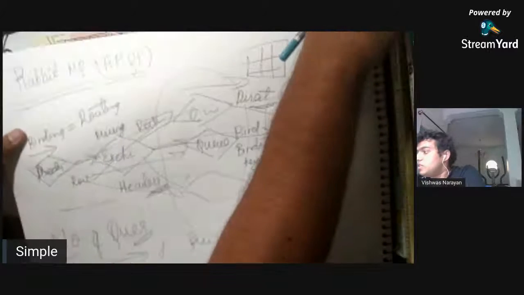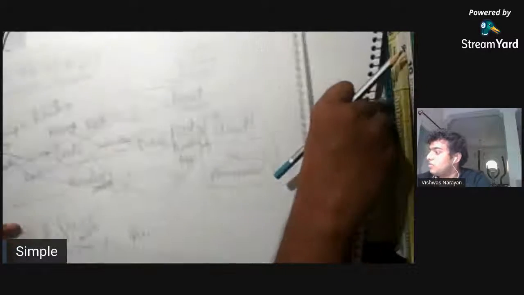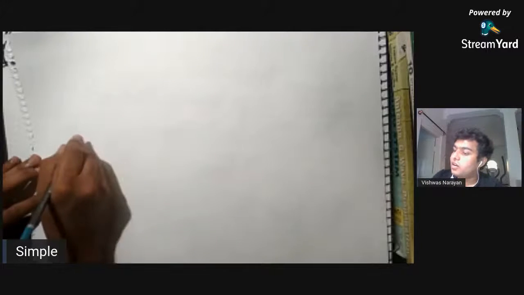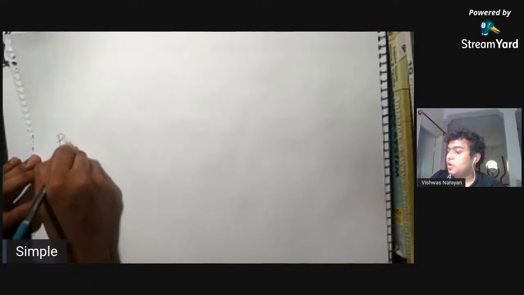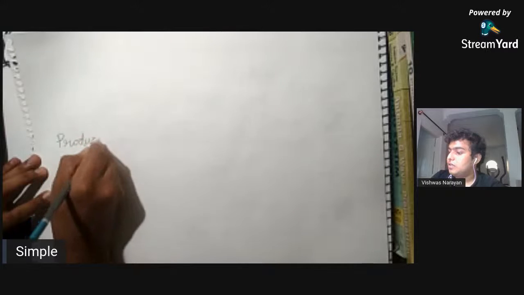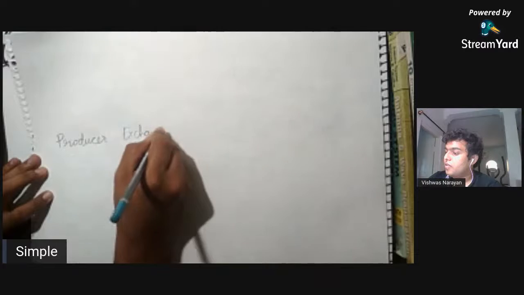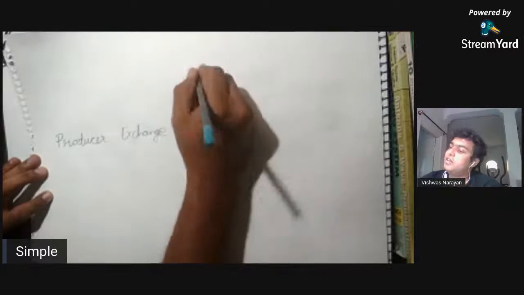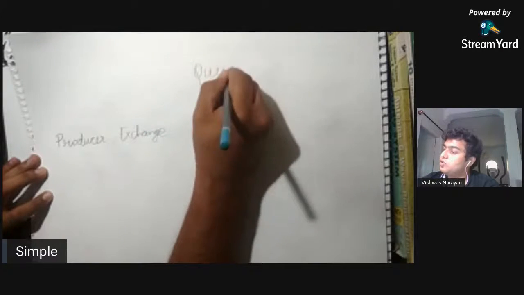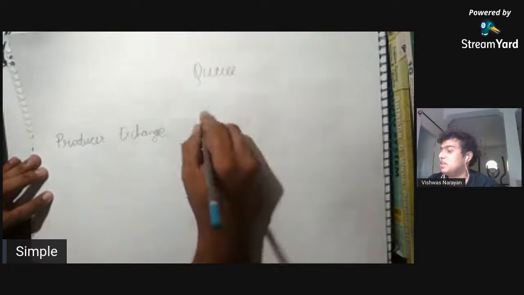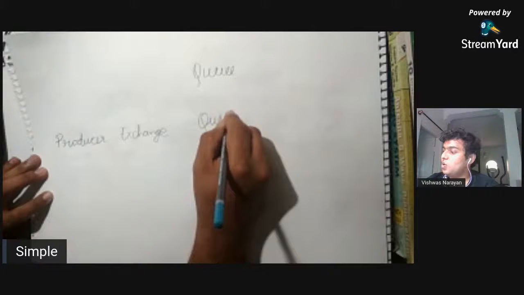So let me just clear the sheet and use it once again, because this is something I really wanted. Let me draw a new one. There is a producer, an exchange. Let me just say there are 3 queues.